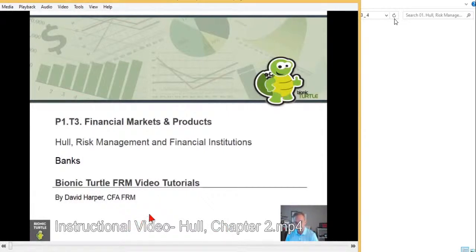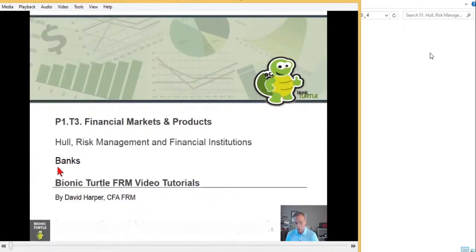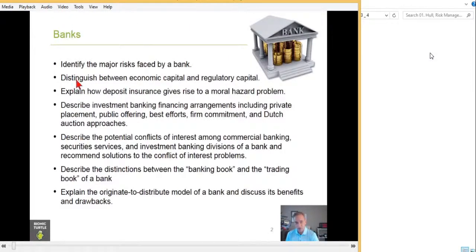Hi, this is David. Welcome to a review of Chapter 2 from John Hull's Risk Management and Financial Institutions. This chapter is just called Banks, and it contains only qualitative learning objectives, so we don't have any of those quantitative action verbs like compute or calculate. We just have here identify, distinguish, explain, describe.